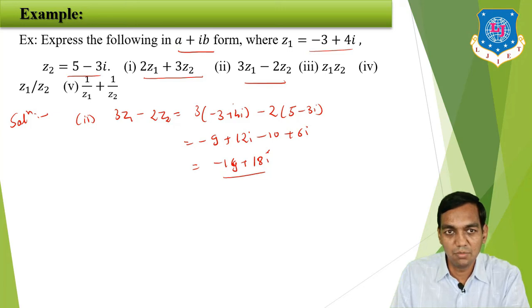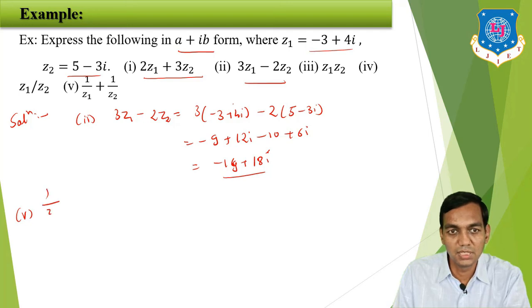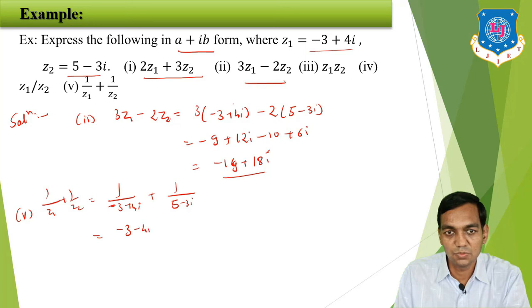In the same manner, I am writing question number 5. 1 upon z1 plus 1 upon z2. So 1 upon minus 3 plus 4i, 1 upon 5 minus 3i. Multiplying both with the conjugate. So minus 3 minus 4i divided by 9 plus 16. In the same manner, conjugate 5 plus 3i divided by 25 plus 9.